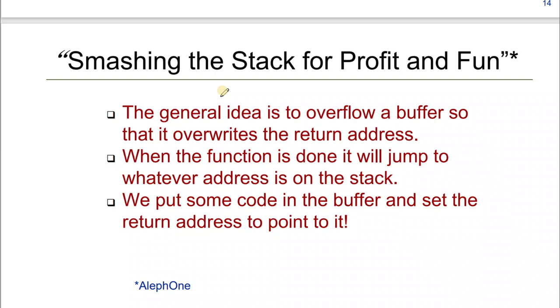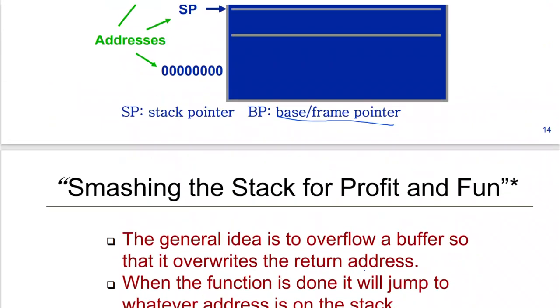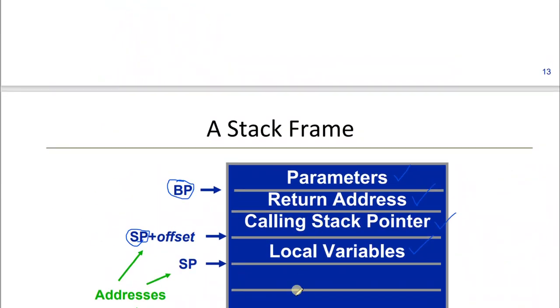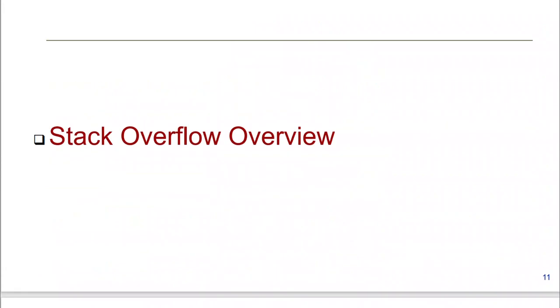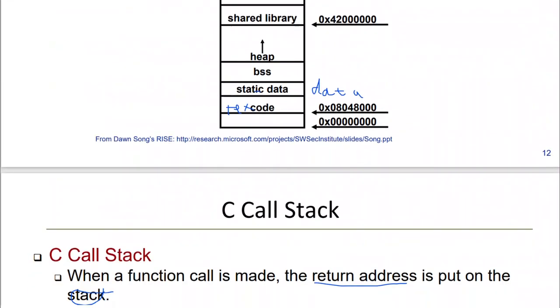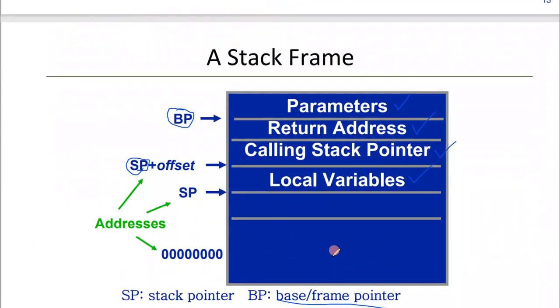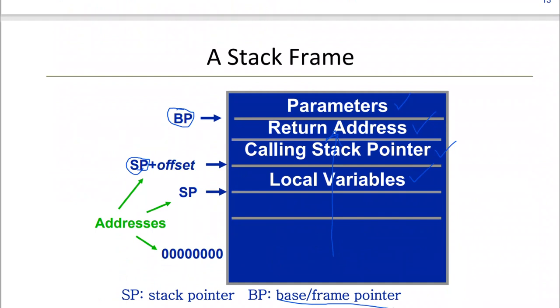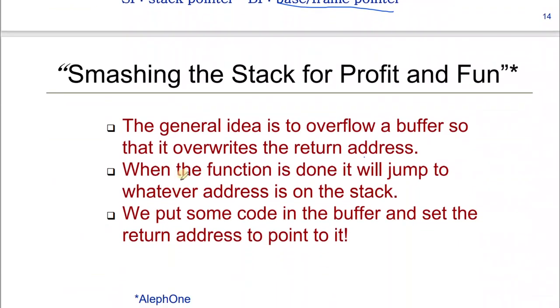Smashing the stack for profit and fun. All right. The general idea is to overflow a buffer so that it overwrites the return address. Excellent, so I do remember this right. We try to overflow the buffer. The buffer I think is on the heap, but I'm not sure. It is a mix of heap and stack, and it keeps growing until it reaches the return address. Then when the function is done, it will jump to whatever address is on the stack. So we put some code in the buffer and set the return address to point to it.